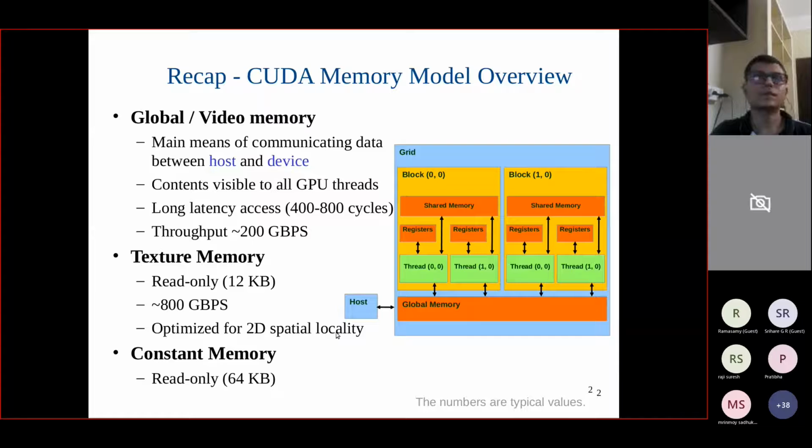spatial locality. I discussed what 2D spatial locality is. For a matrix operation, it will optimize for accessing the neighbors around a particular cell. So if you are accessing 3,3 in the matrix, then accesses to the cells surrounding it, like 2,3, then 4,3, and all those will be quicker. So that's one speciality which is not there in constant memory. That's the difference between them.